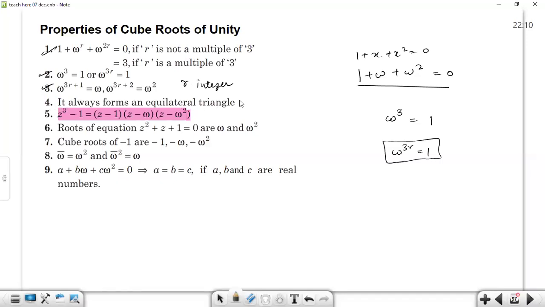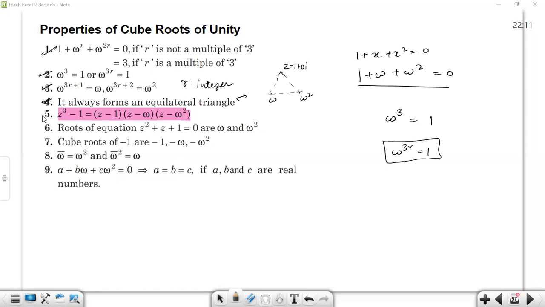It always forms an equilateral triangle. What? If we map the three cube roots of unity, that is 1, which is the point (1, 0), basically a complex number 1 plus 0 iota, and then take another complex number omega, and another omega square, they are always going to form an equilateral triangle. Cube roots of unity are always going to form an equilateral triangle.